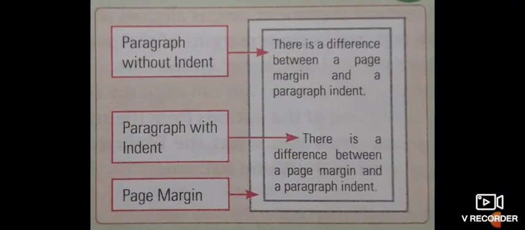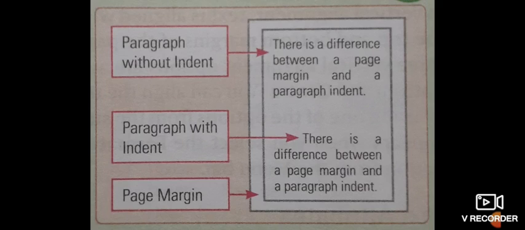Now see here, paragraph without indent. The first paragraph is without indent. The second paragraph has indent. So the space between the first word of the paragraph and the margin is increased. This type of indent is called first line indent.